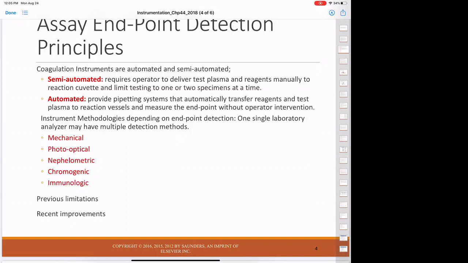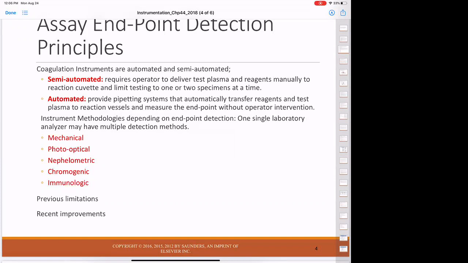Okay, so let's talk about some different types of methodology that you'll see in the clinical lab setting for coagulation testing. One of them applies the endpoint detection principle. Some of these coag tests are automated, and some of them are semi-automated. Semi-automation requires an operator to deliver the test plasma and reagents manually to a reaction queue, and basically limits the testing to one or more specimens at a time. An automated instrument provides a pipetting system that automatically transfers reagents and test plasma to reaction vessels and measures the endpoint without operator intervention.